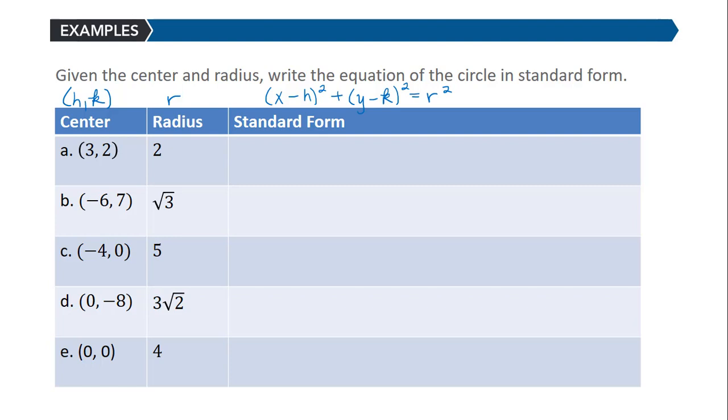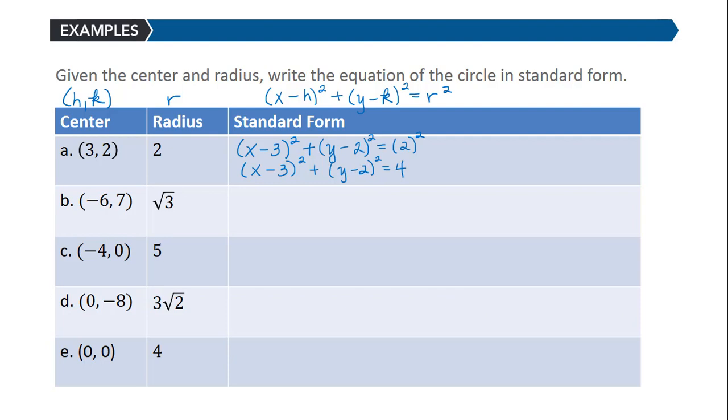If the center is (3, 2) and our radius is 2, the standard form is x minus 3 quantity squared plus y minus 2 quantity squared is equal to our radius, which is 2 squared. So in standard form, we get (x minus 3) squared plus (y minus 2) squared is equal to 4. So this equation represents the circle with center (3, 2) and radius 2.